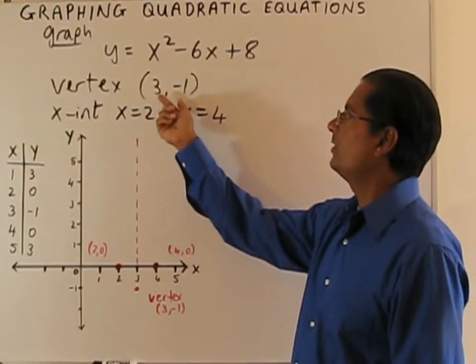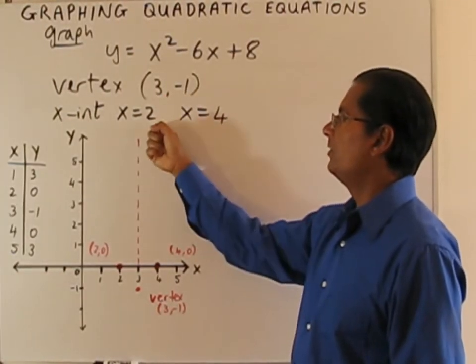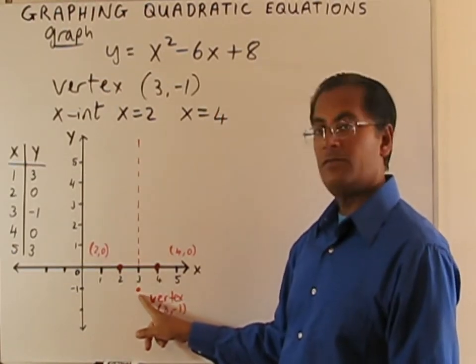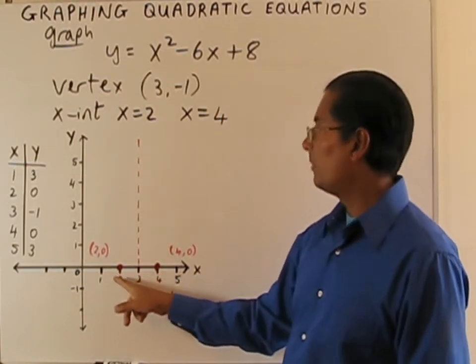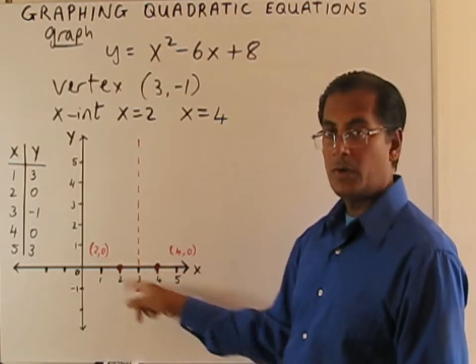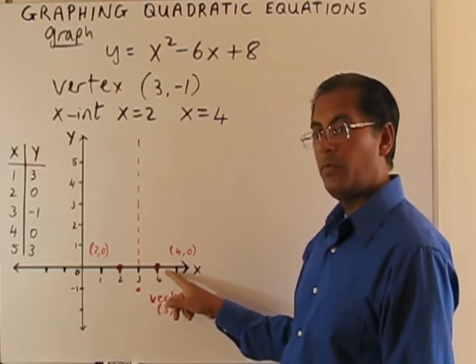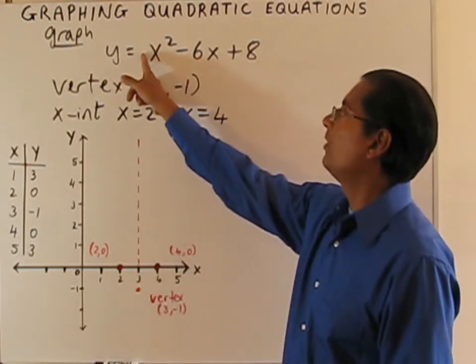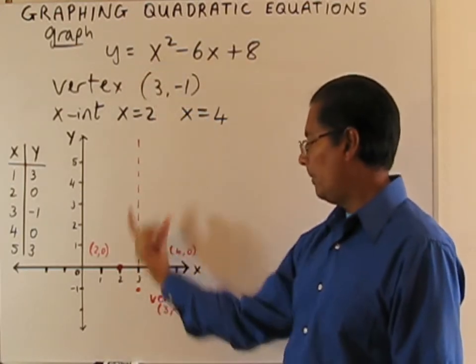Thus we have our vertex at 3, negative 1, the x-intercepts at 2 and 4. So I plot my vertex down here at 3, negative 1, and my x-intercept at 2, which is the point 2, 0, and at 4, which is the point 4, 0. So we have the makings of the parabola. A is positive, A is 1, so it's going to open up.